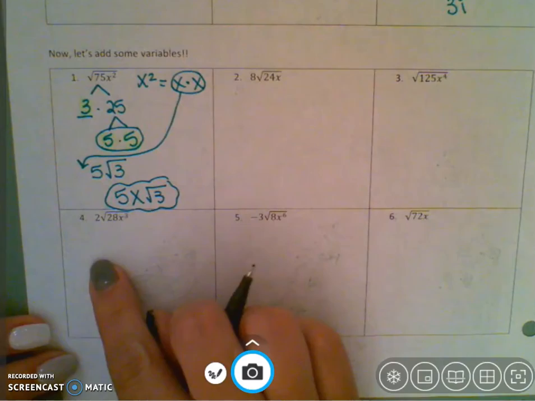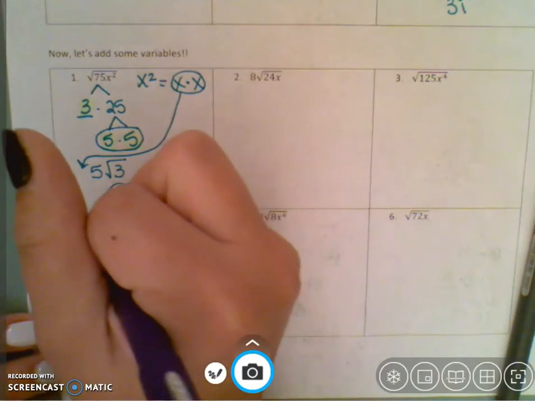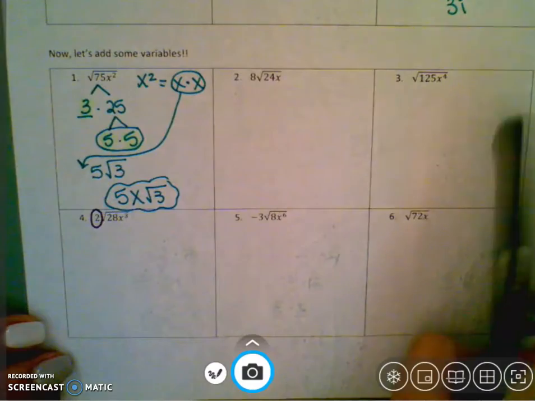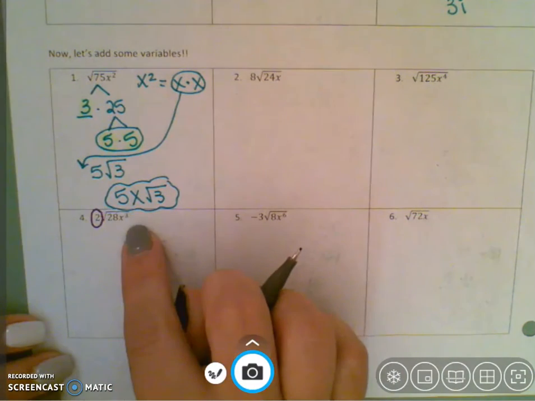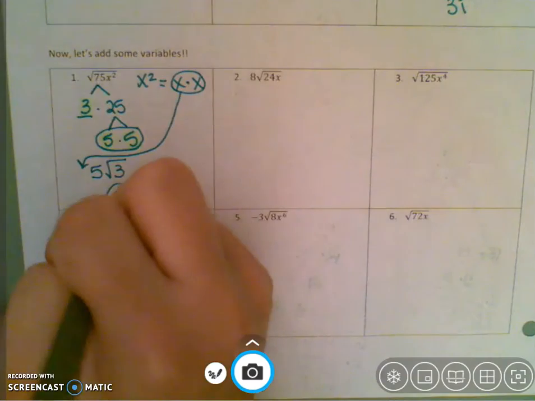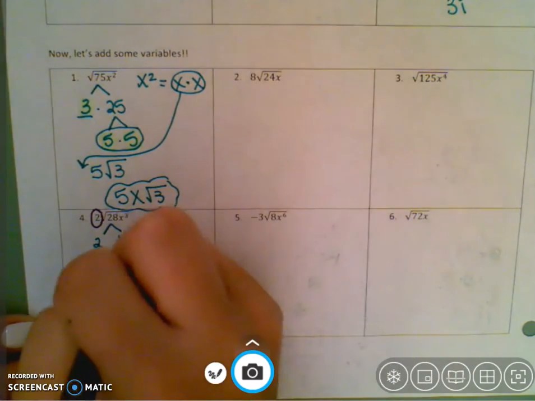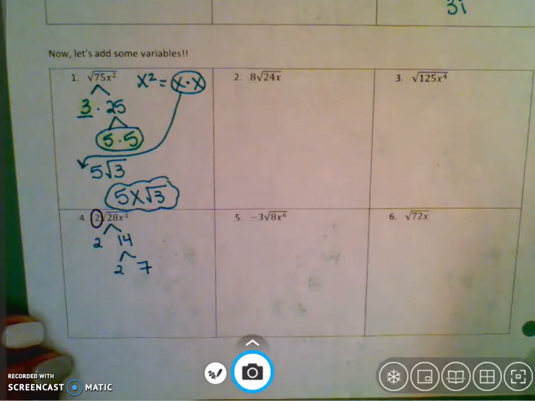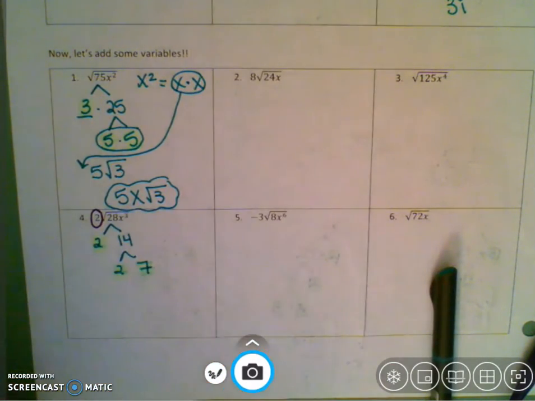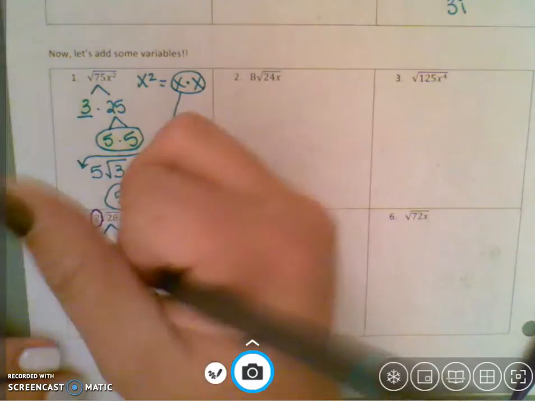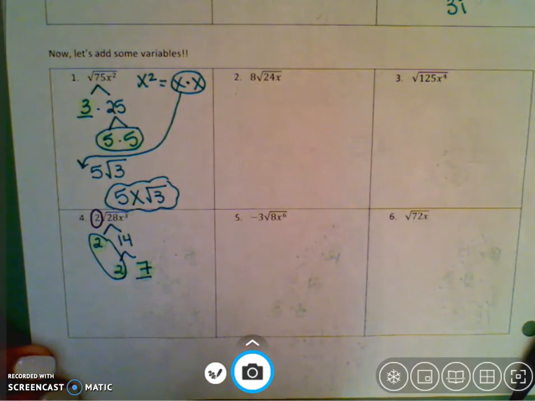Okay, let's go ahead and try number 4. So again, there's a number on the outside. Don't forget about that. We're going to leave that till the end. So let's do the square root of 28 and then the x cubed. So 28 is 2 times 14. 14 is 2 times 7. So out of all of our numbers on the outsides, on the bottom of the trees, I should have a pair of 2's. And then a single 7.